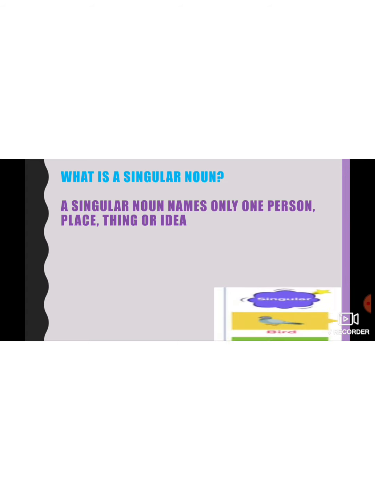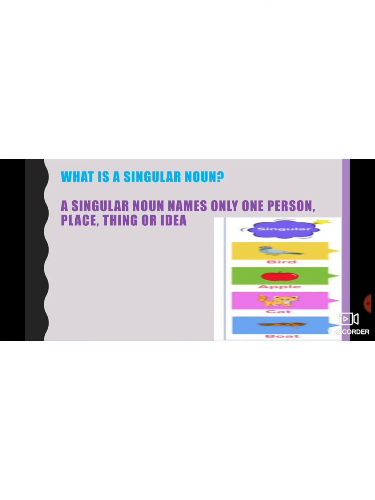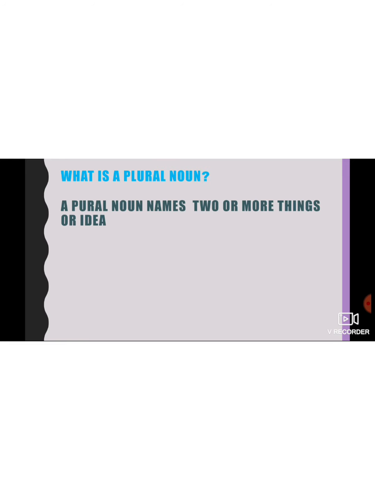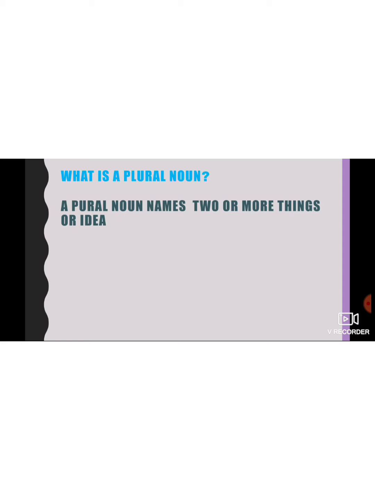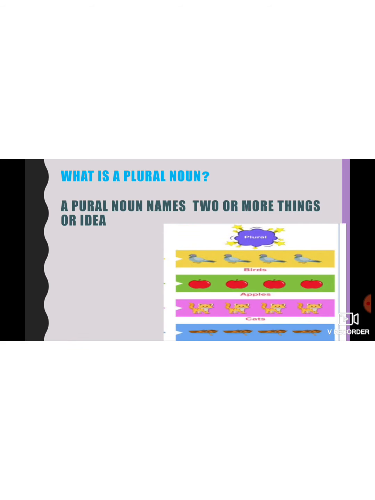So let's see what is a singular noun. When we talk about a single person, place, thing or idea, we use the singular noun. For example, bird, apple, boat, etc. So that is a singular noun. What is a plural noun? When we talk about two or more persons, things or ideas, we use a plural noun. For example, birds, apples, cats, boats, etc. While changing a singular noun to a plural noun, we have to follow certain rules.